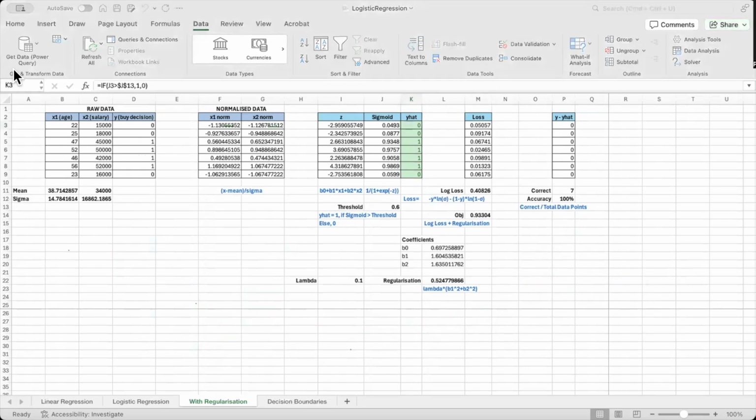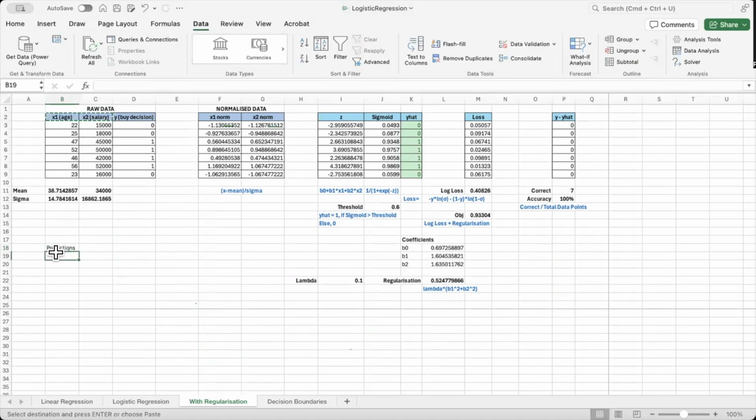So what we can do is that we can try to predict. So let me say predictions. In this case, I take the age and salary, and let's say the age is 37 and the salary is 41,000. In this case, I can find the y hat.